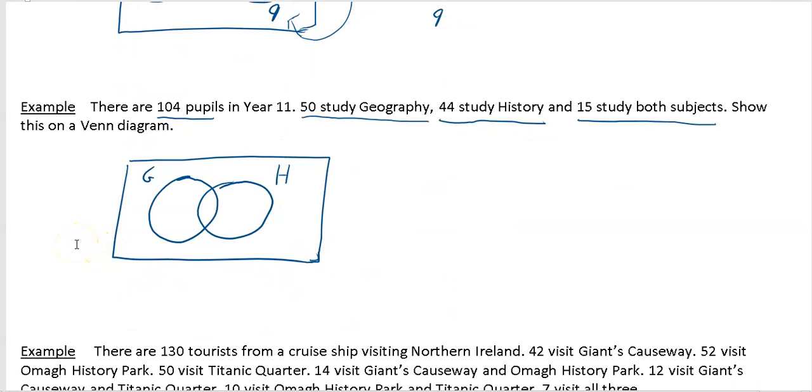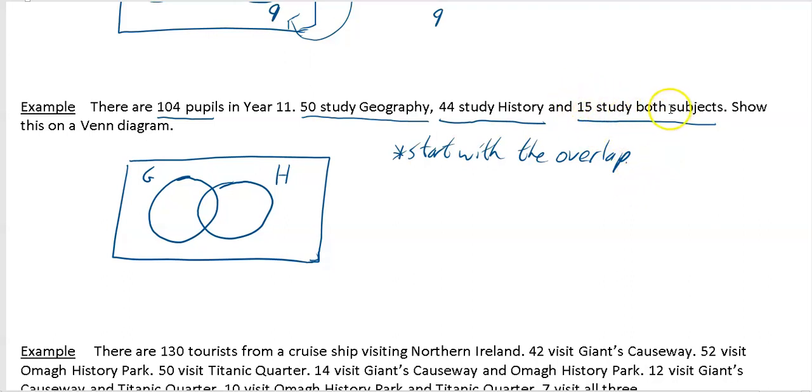Okay, good bit trickier this one. This one said there are 104 pupils in year 11, 50 study geography, 44 study history, and 15 study both subjects. Show this on a Venn diagram. Right, start here. So start with both. I'm going to say start with the overlap, because that will make sense for the next example as well. Start with the overlap. So the overlap was 15.